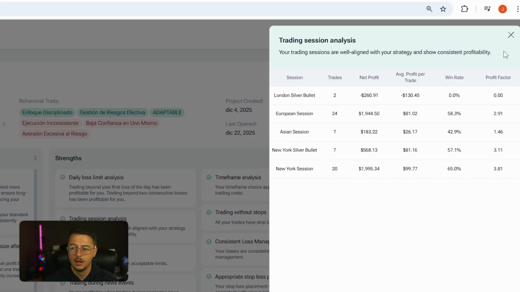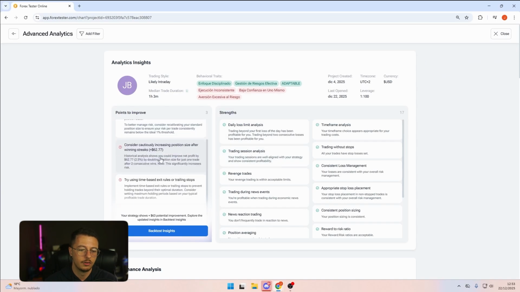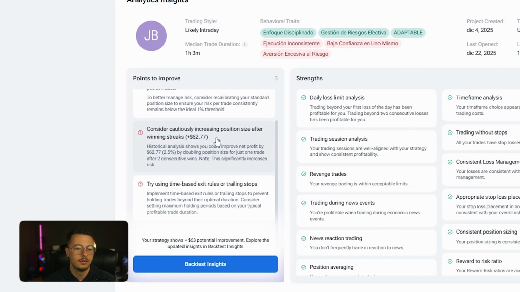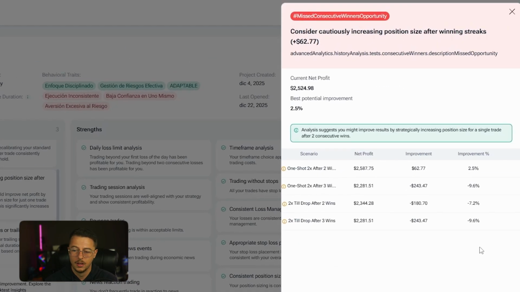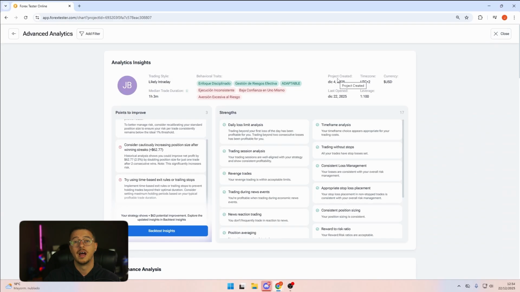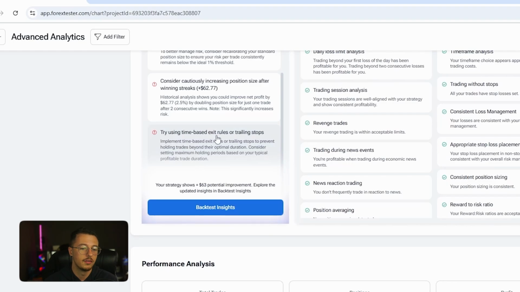So in any case, I always want to be working after the New York silver bullet to even improve this strategy more, as well as some recommendations that basically we could increase the position size after winning streaks. So if I get 2 trades in a row on a streak, it will tell me here I can improve by a 2.5% in this case. But in any other strategies, this helps a lot as well, because maybe if I get a streak of 2 winning trades, I have more probabilities that the 3rd trade is going to be a winning trade, as well as try using time-based exit rules or trailing stops that we can add on perfectly, and they'll fit really nice.